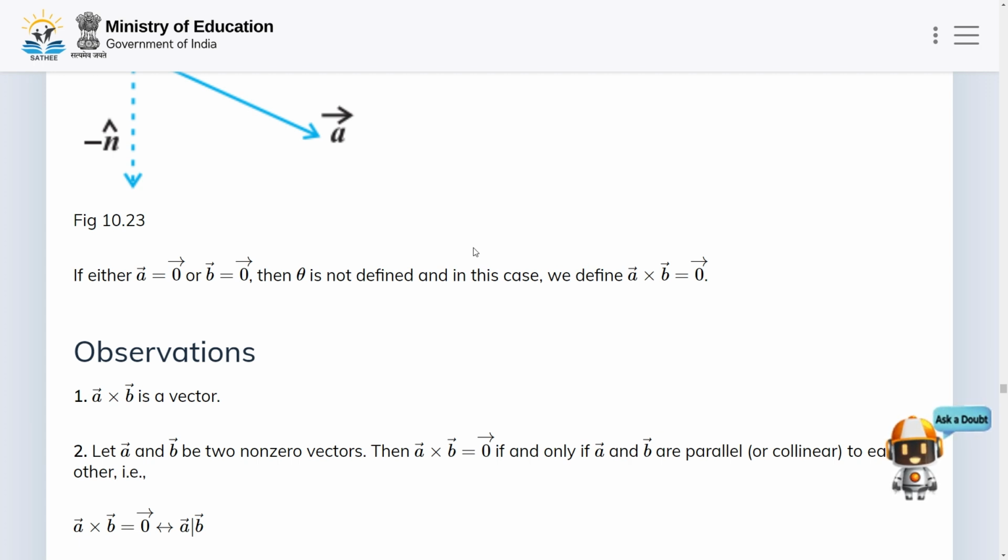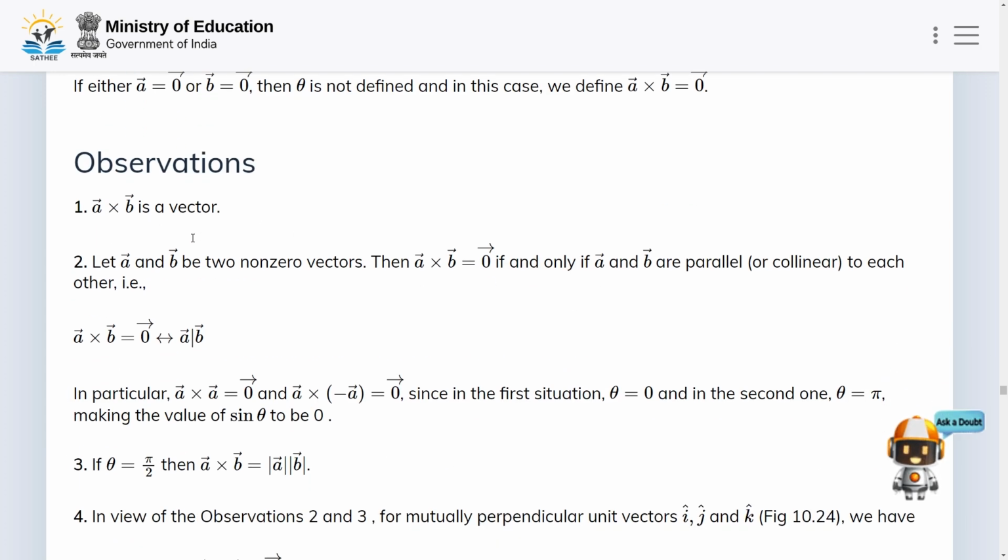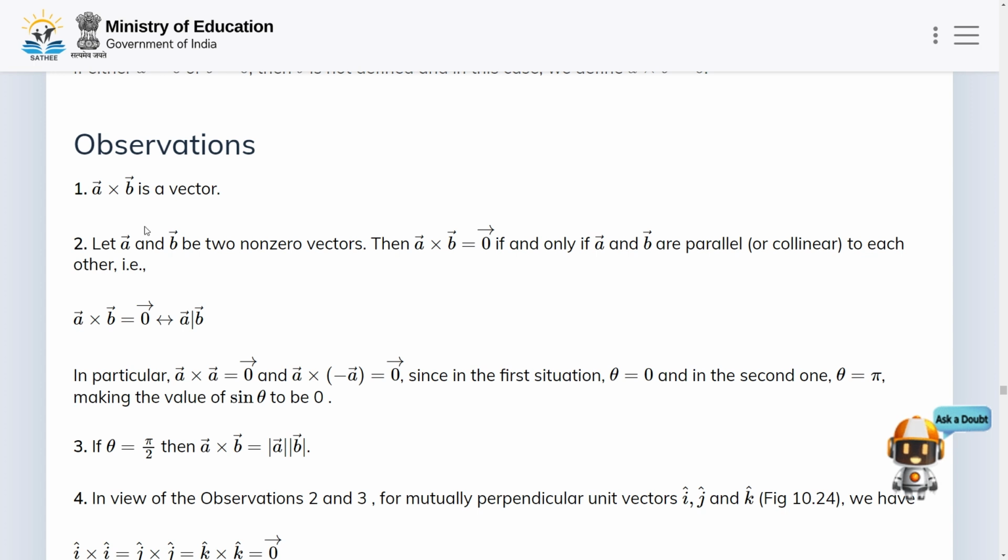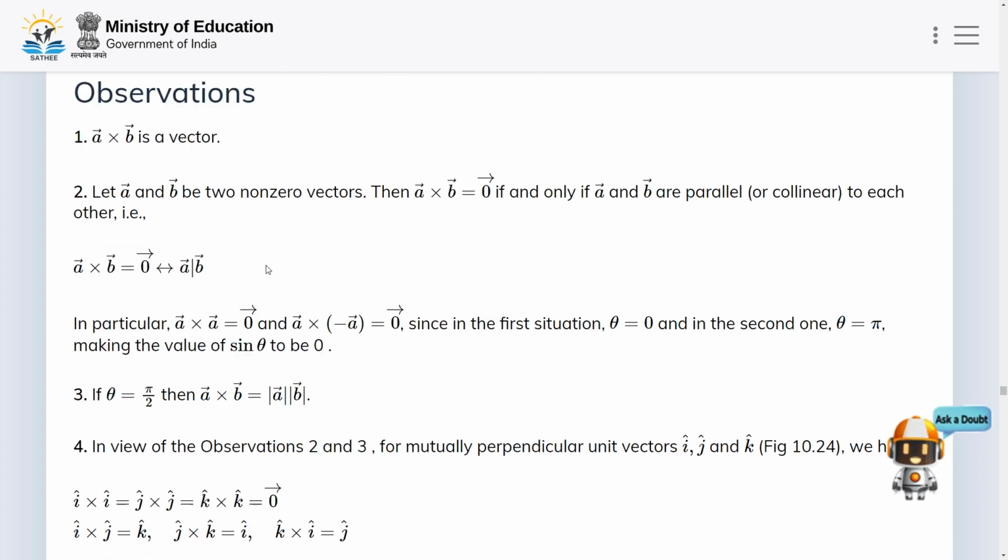If you remember from the scalar product, we have seen the same pattern there: if one of the given vectors is 0, then their dot product we have also defined as 0. Now some observations: the output will be a vector. For two non-zero vectors A and B, the cross product is equal to 0 if and only if both of your vectors are parallel to each other, or collinear. Clear?